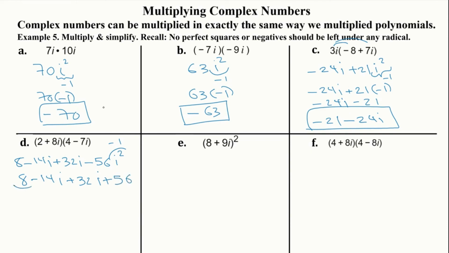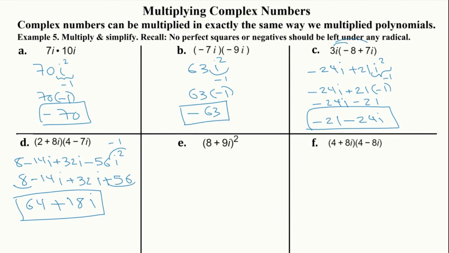Now we'll combine the 8 and the 56. That will give us 64. And we'll combine these two. 32 minus 14, that's 18. Positive 18, so plus 18i. Just like that. Very simple, okay?